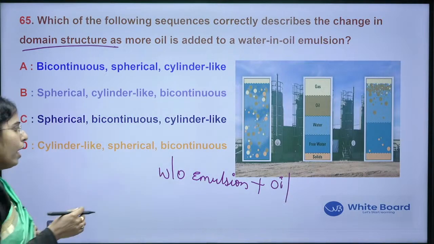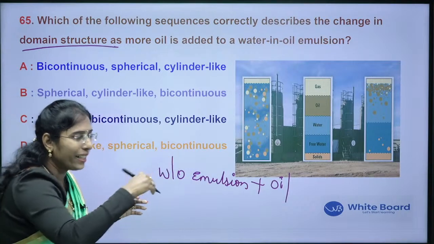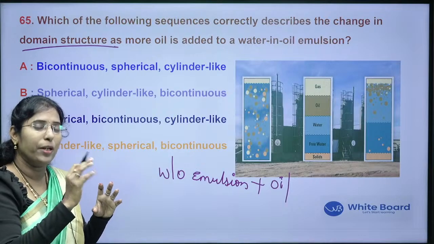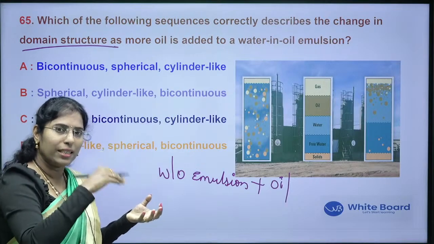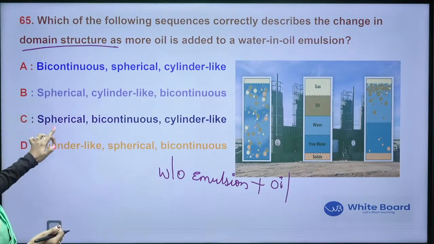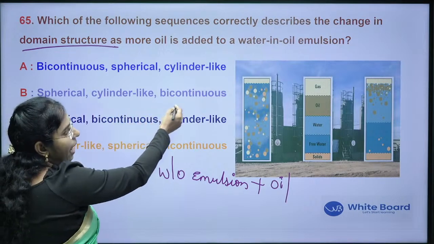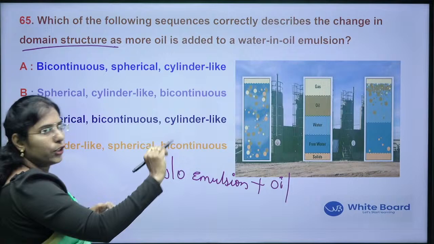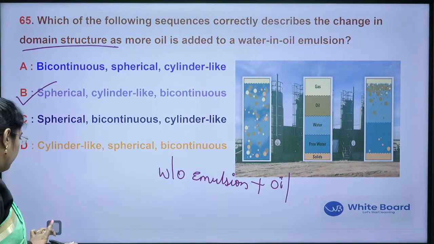Here, when we are adding oil, the spherical structure will be dominating. The more droplets of oil you add, the more spherical structures will be formed. So spherical will be dominating first. Next, then the cylindrical, and then it will be bicontinuous. So option B is the correct answer for this one.